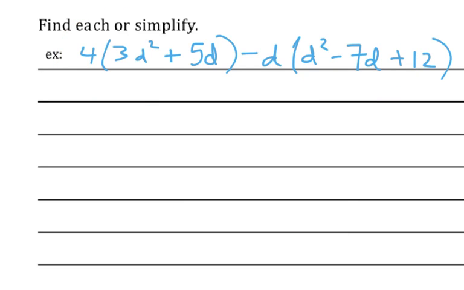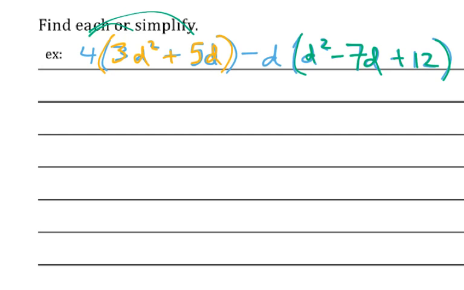And if I want, I can make this more clear by being like, well, this is 4 times 3d squared plus 5d. So maybe I make the color stand out. Minus d times d squared minus 7d plus 12. Just giving a little bit of color standing out so that helps me see that this 4 is getting distributed to the yellow terms.